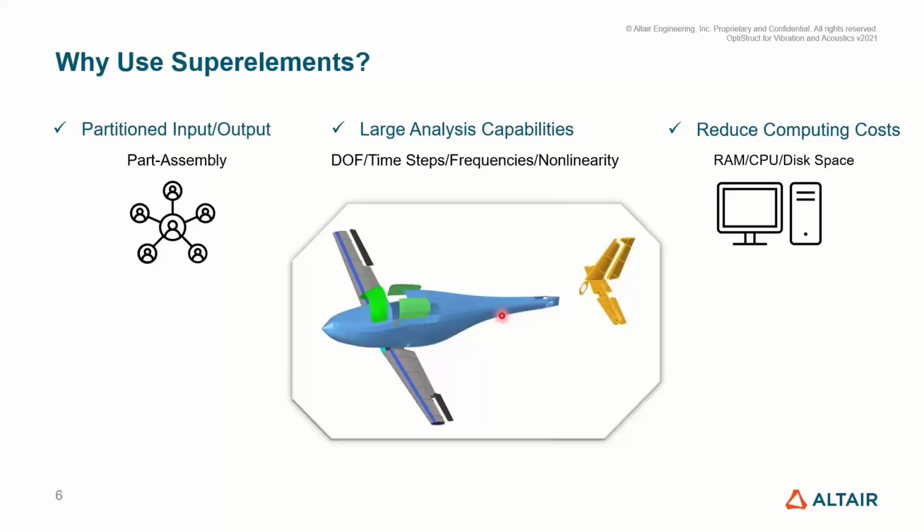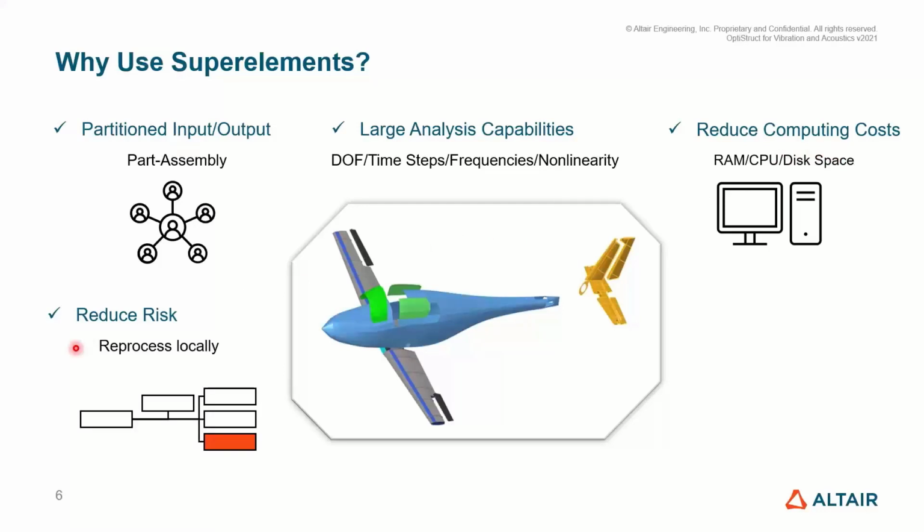So why do we want to use superelements? Many reasons. A complex structure like an airplane or vehicle can be partitioned into many modules. Then the superelements can be created individually by different groups before being combined to perform a complete analysis. Or if a large analysis has so many degrees of freedom, time steps, frequencies, or nonlinearity that makes it so difficult to finish, using superelements, because we can solve the structure part by part, it's possible to finish the analysis with much less resource. So in this way, we can reduce computing costs.